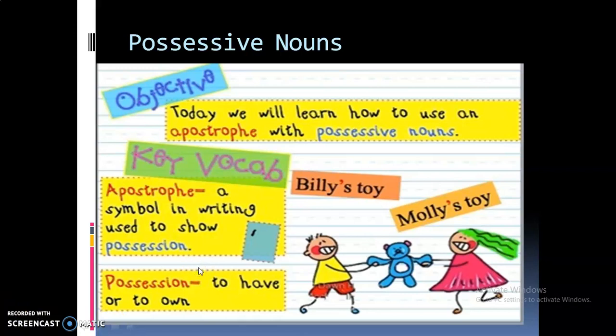A possessive noun is a noun that possesses something. That is, it has something. That is the meaning: it has. Possessive noun means it possesses something, or that is, it has something.